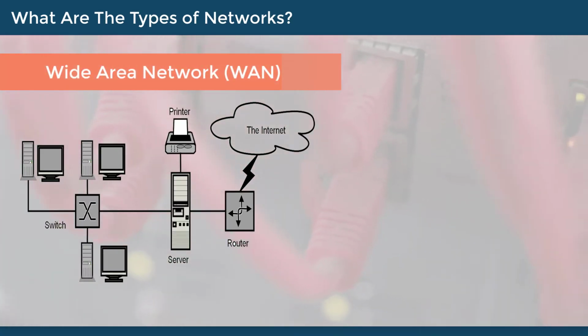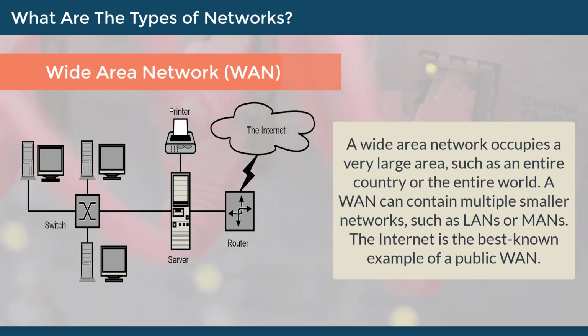Wide Area Network (WAN). A wide area network occupies a very large area, such as an entire country or the entire world. A WAN can contain multiple smaller networks such as LANs or MANs. The internet is the best known example of a public WAN.